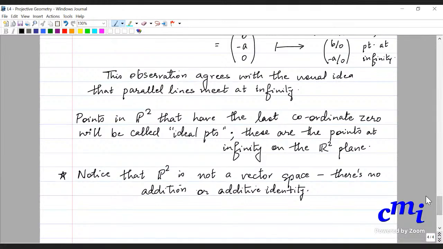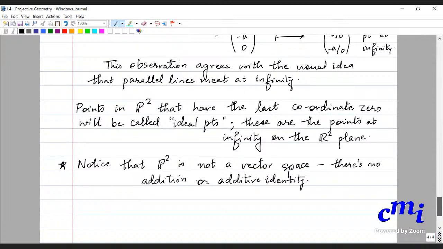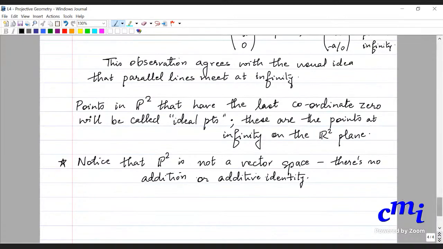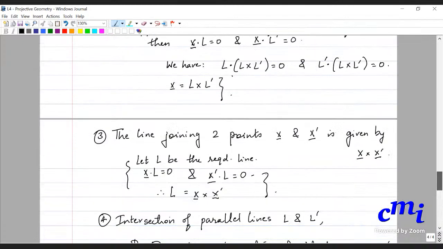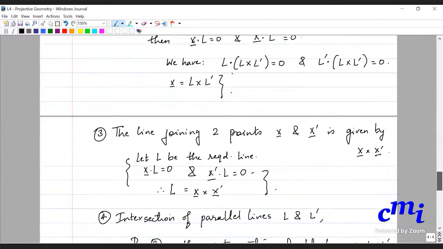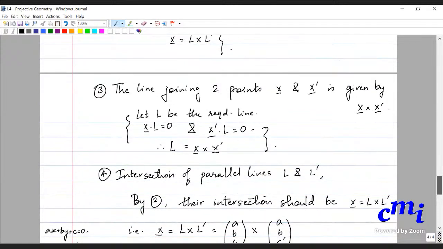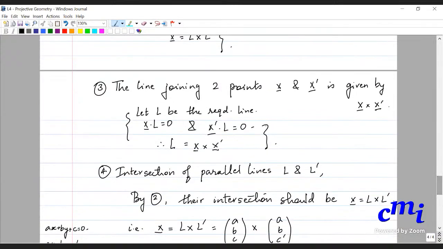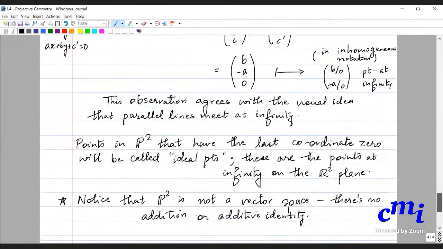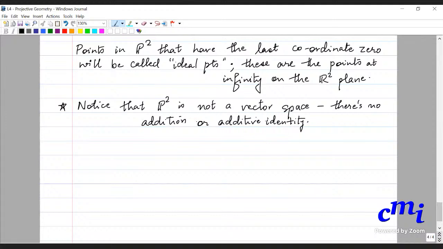Okay. However, you can still describe geometric objects in this space. Like we have described a line, we have described a point, you have described the line joining two points, the intersection of two lines. All these things you can still do because for this you don't need the vector space structure on it. But you have to keep in mind that this is not a vector space.